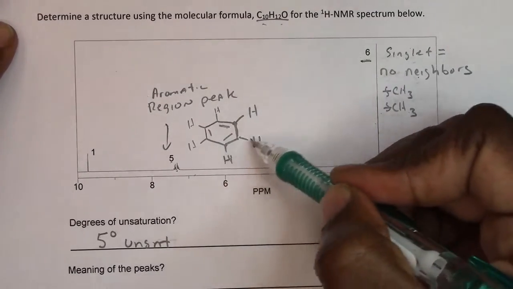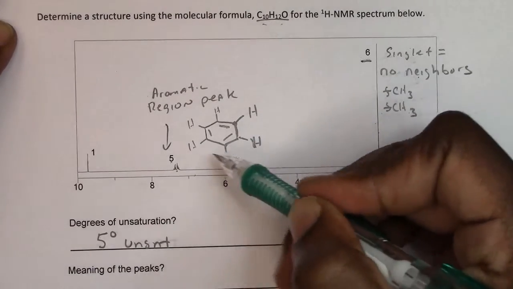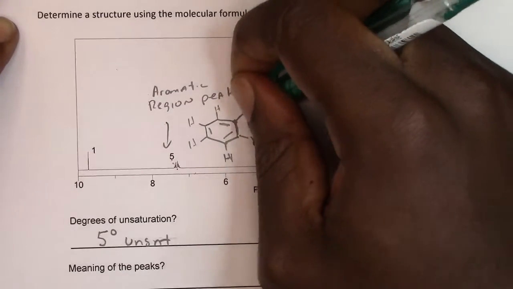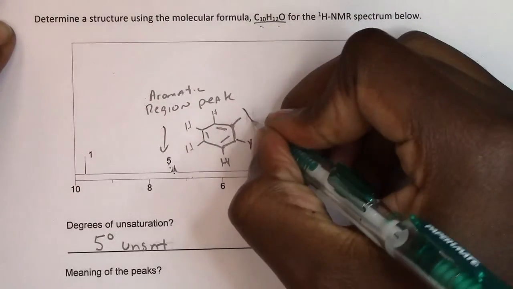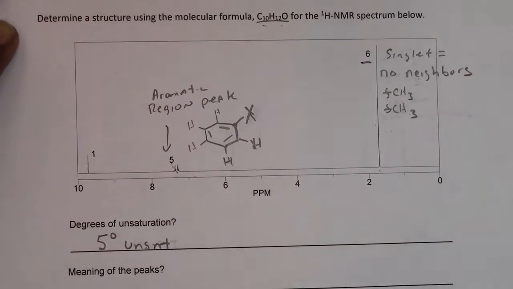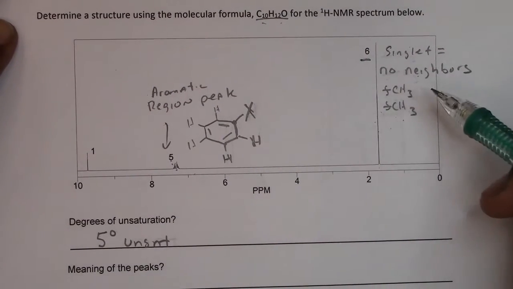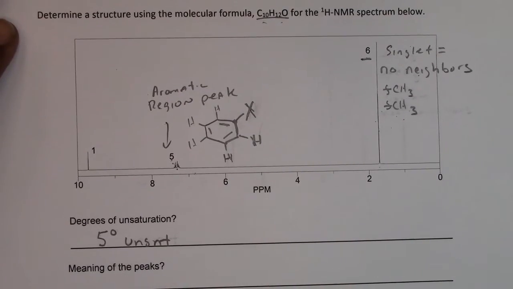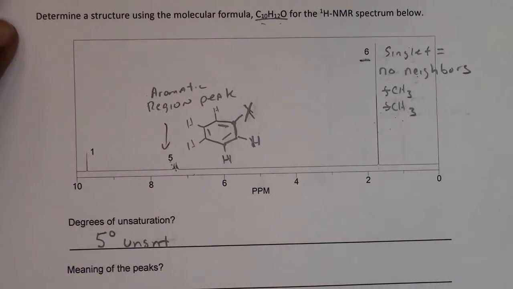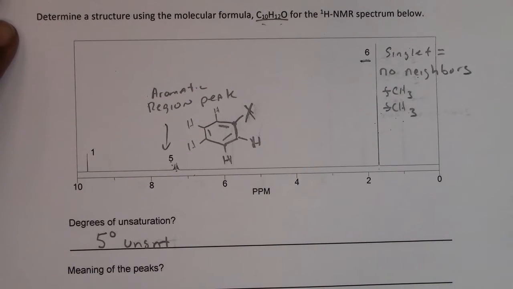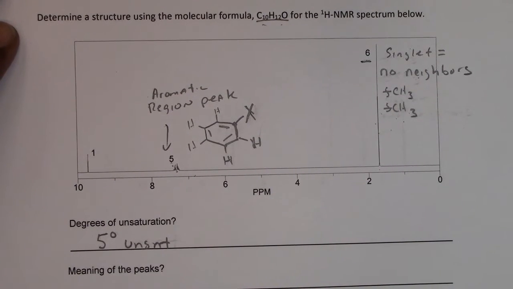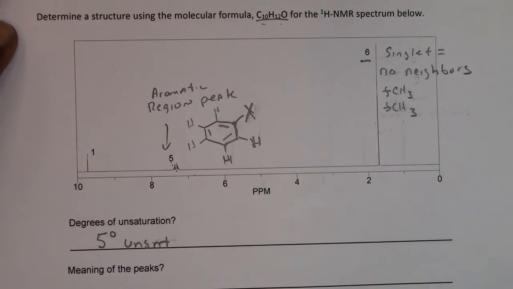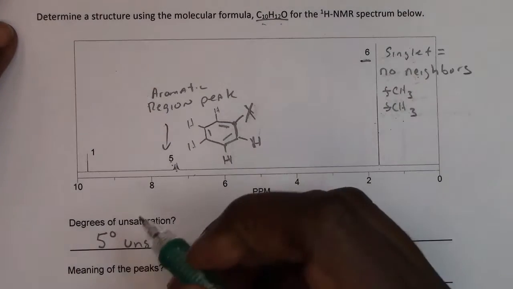If we don't make a substitution on this ring, we will have 6 aromatic protons, and we only have 5. So we have to get rid of one of the aromatic protons and replace it with X. We don't know what X is yet. It could be some carbon that has methyl groups attached. We're not sure at this point. But we place X so that we get rid of one of these hydrogens, and it knocks our hydrogen count down to 5. Once we've done this, we've basically pulled all of the information that we can out of this peak.